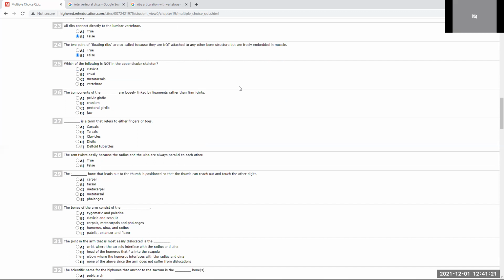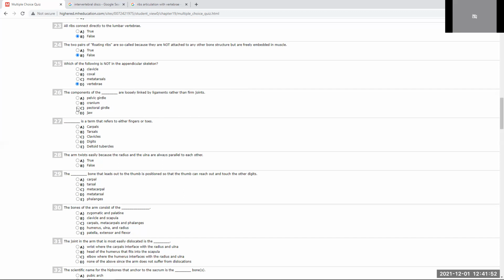The skull, the rib cage, and the pelvis, vertebra. Yeah. So we're looking at which of the following is not in the appendicular skeleton. This is part of the axial skeleton, so the rest are part of the appendicular. The components of what are linked loosely by ligaments rather than firm joints?